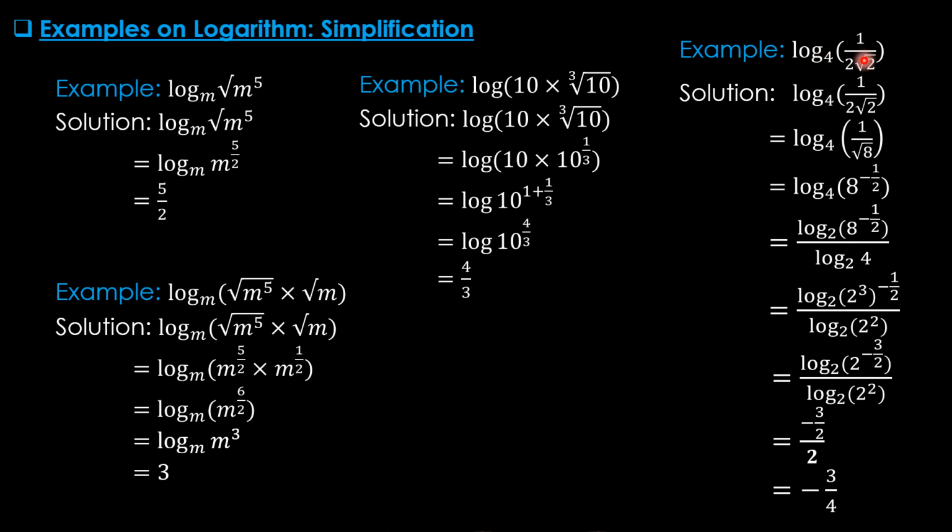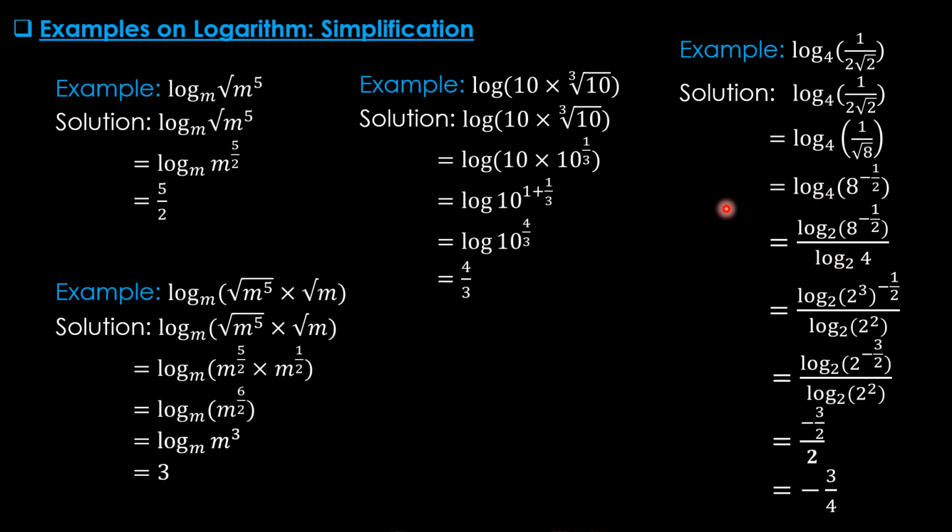Log 1 over 2 root 2 to the base 4. So 1 over 2 root 2, we can write 2 root 2 as root 8, because this 2, if we want to bring it inside the square root, it will be 4. So 4 times 2 means under square root it becomes 8. So 1 over root 8 means 8 to the power minus half. Then log 8 to the power minus half and log 4, we are changing the base here. It was base 4, we are changing it to base 2.